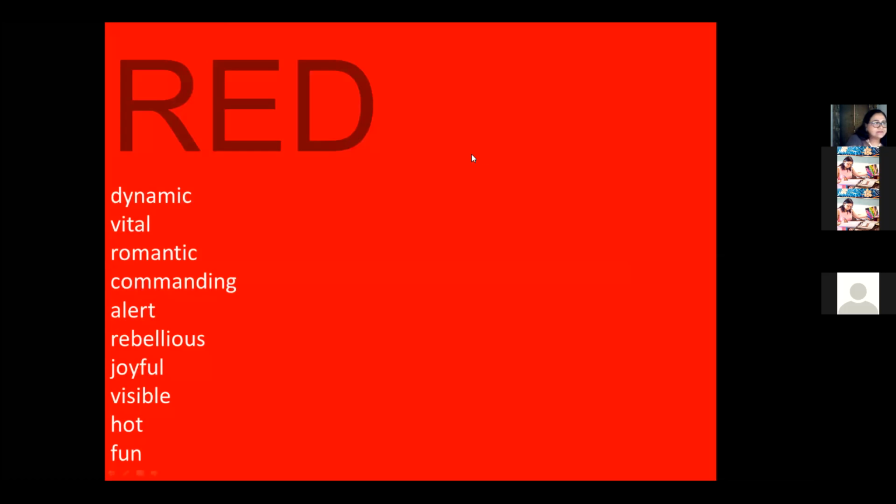Red. You can see red. If the whole square is red, it's vital. It can mean romantic, as in a red rose, commanding, alert, rebellious, joyful, visible, hot, and fun. So if you see, there are lots of products that use this color red. I can name colors that my company works with all the time. Brands like Colgate, Kellogg's, Parle, these are brands that use red a lot.